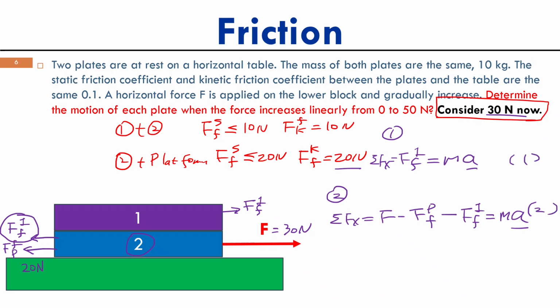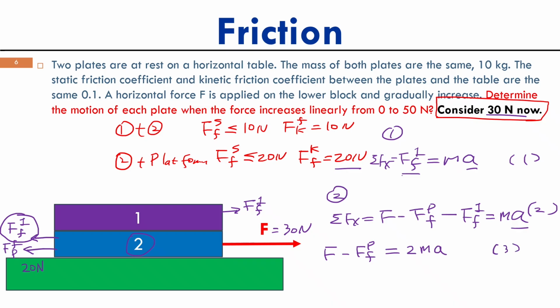So if I add equation 1 and equation 2 together, we're going to get this. F minus F friction force from the platform. These two values, they cancel out each other. On the right, you're basically only going to have 2m times a. Let's call this equation 3.